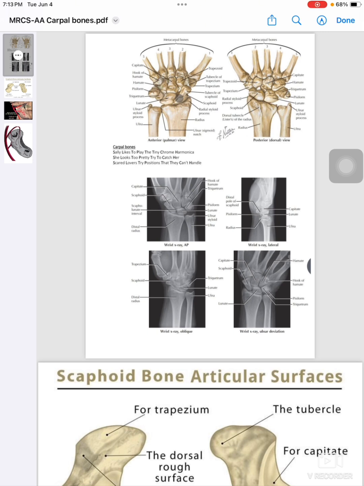As in the diagrammatic image of the carpal bones, let's find which is the scaphoid, lunate, triquetrum, pisiform, trapezium, trapezoid, capitate, and hamate. Here's the posterior view, and this is the anterior view.